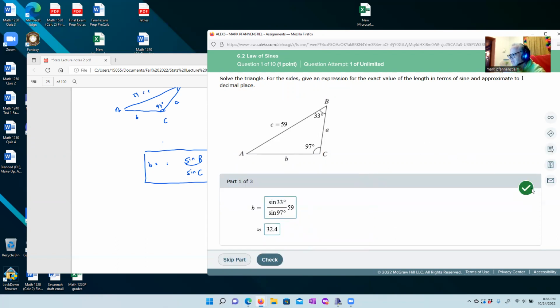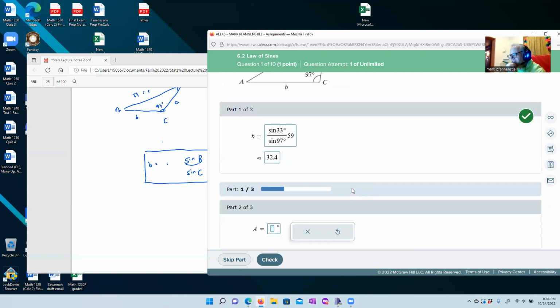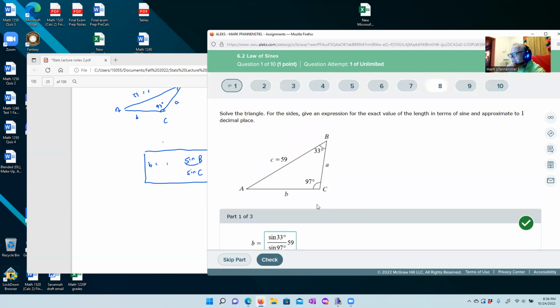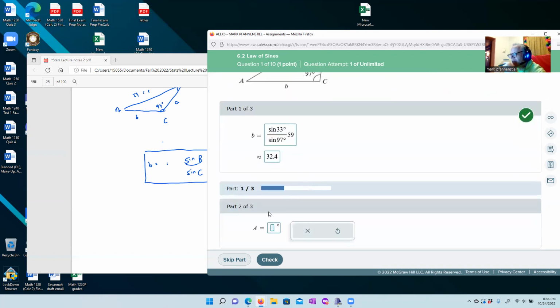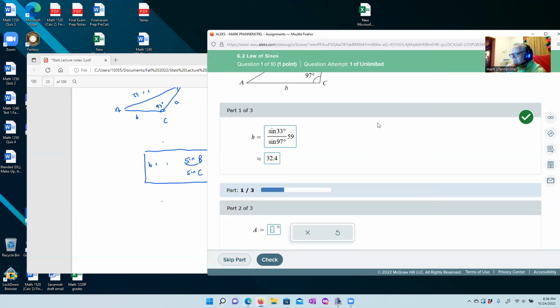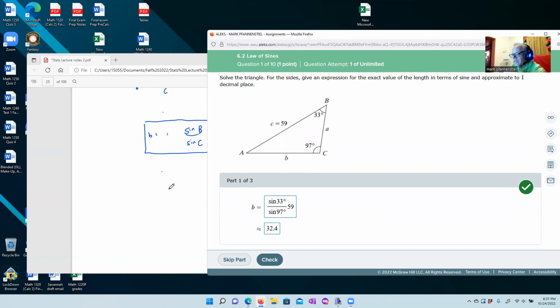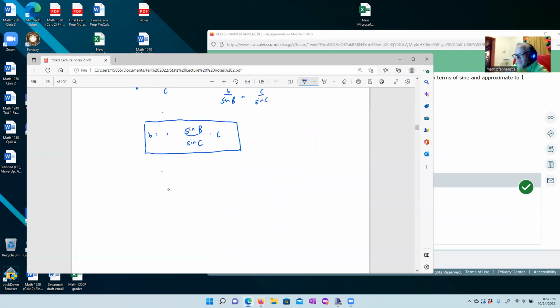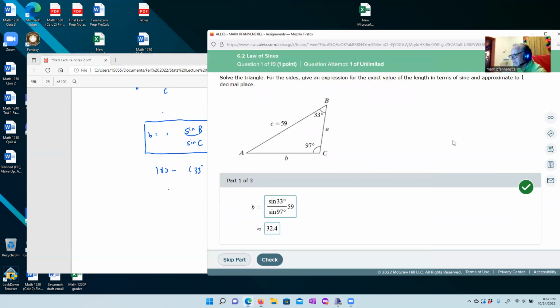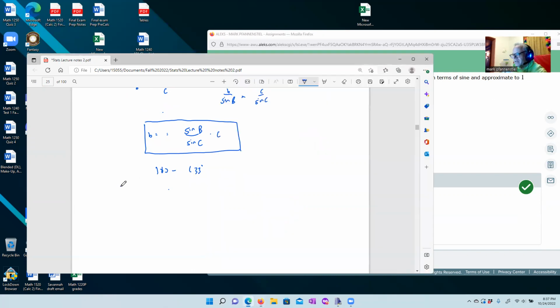Hey, look at that. We got a green flag. Okay, so that's all they really wanted. So part 2 of 3, we have A, B, and C. Now we don't have to go through a lot of advanced math to do this. We know that the angles are going to add up to 180, right? So angle A is going to be 180 minus what we already know: 33 degrees and 97 degrees.